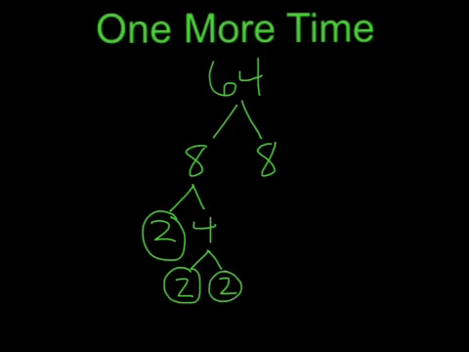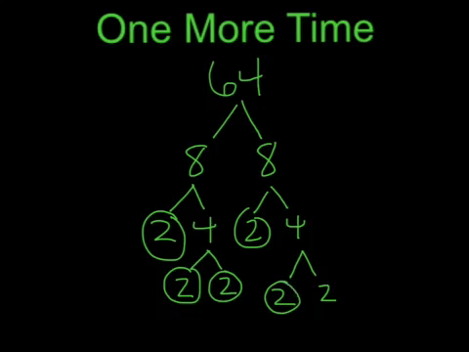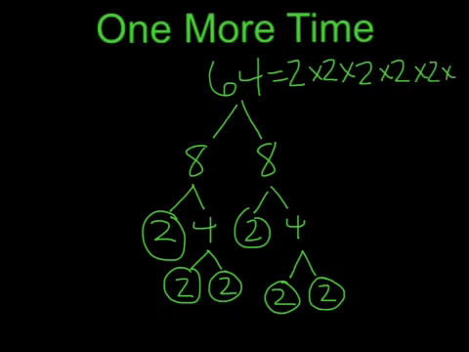Then I'm going to do the same thing on this side, which will give me the exact same numbers. I'm going to have 2 and 4. 4 is not prime, so I'm going to factor that down to 2 times 2. And I end up with a total of 1, 2, 3, 4, 5, 6 2's. So the prime factorization for 64 is 2 times 2 times 2 times 2 times 2 times 2. And that equals 64.